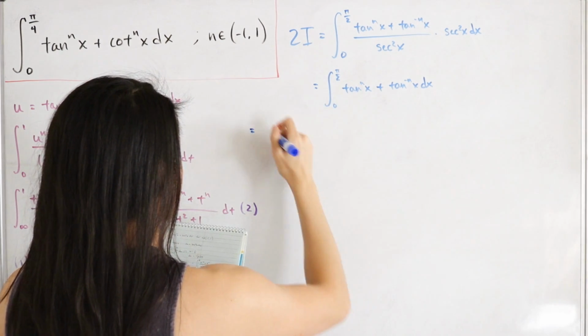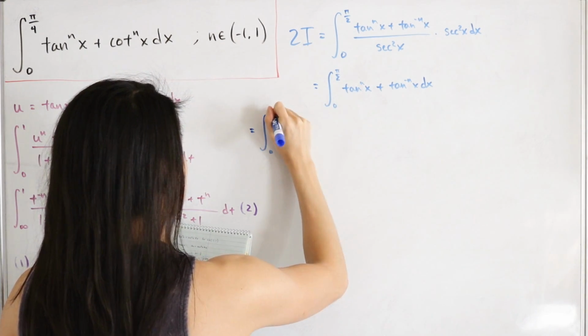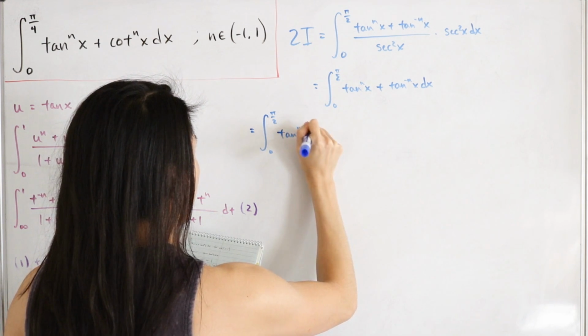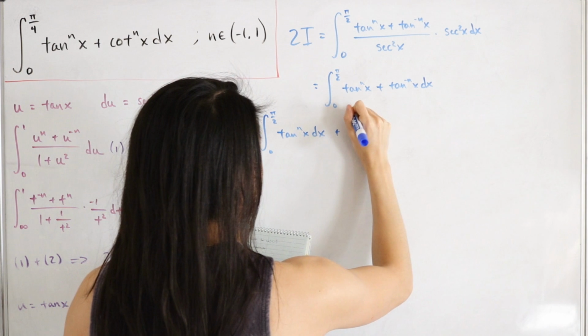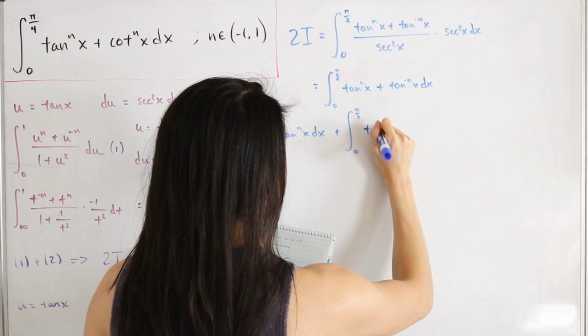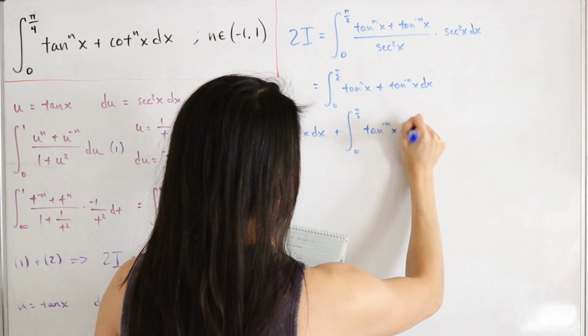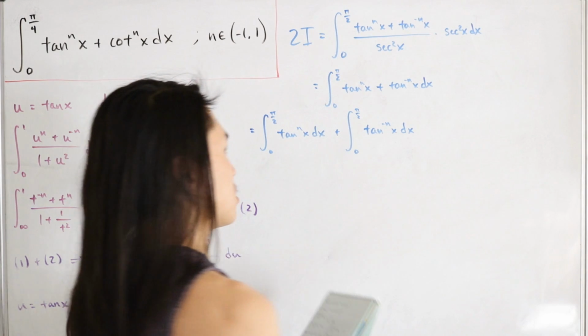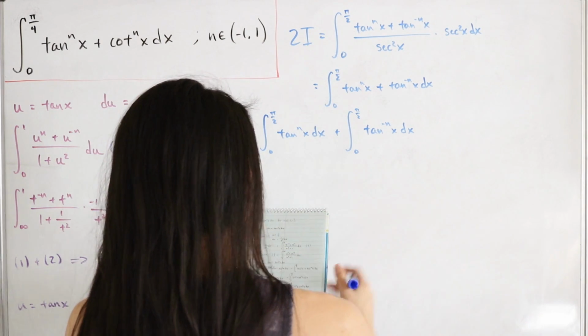We're going to add two different integrals. So the integral from 0 to pi divided by 2 of tangent to the power n of x dx, add this with the integral from 0 to pi divided by 2 of tangent to the power negative n of x dx. Now what I'll do is convert this such that we'll be utilizing both the sine and cosine functions in our integrand.